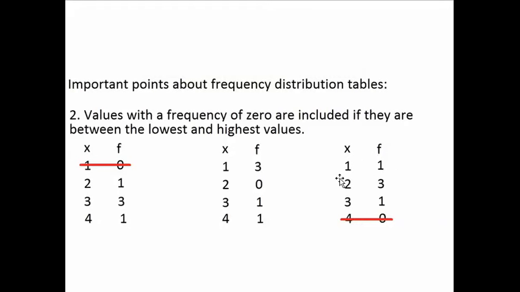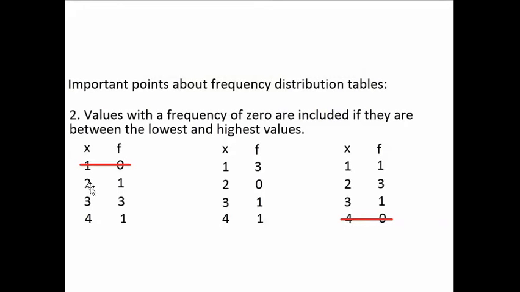If this was our data set right here, and we had 1, 1, 3 2s, and 1 3, then 3 would be our highest value, which would mean that we wouldn't have to include 4 in the X column.